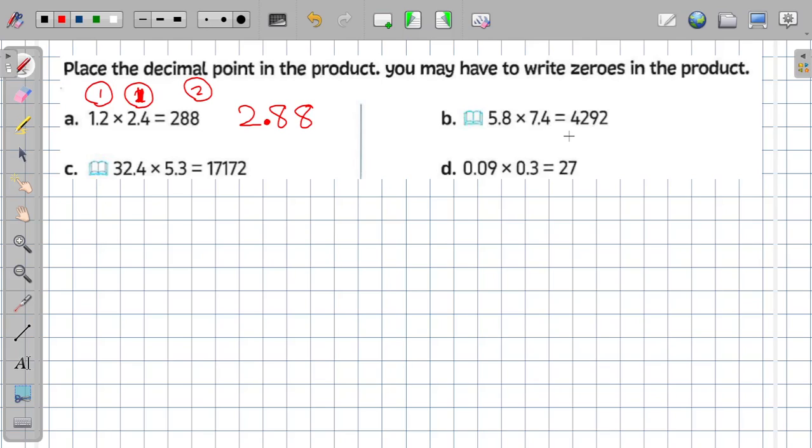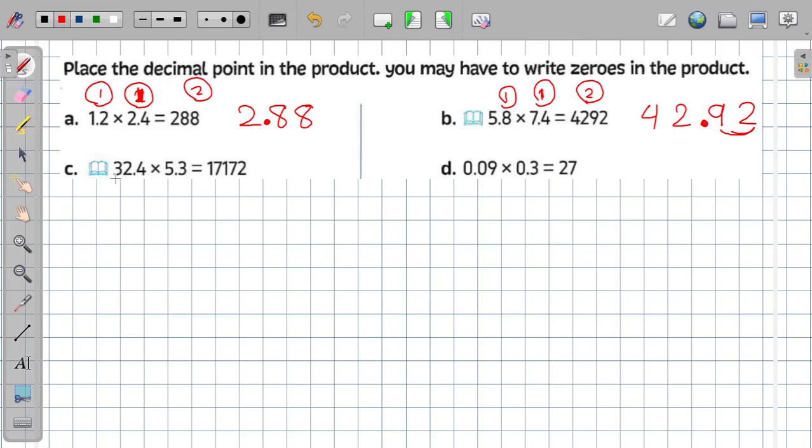Here I have 5.8 by 7.4. So I want to put the decimal point. Here I have one decimal place, and here I have one decimal place. So the result will have two decimal places. So I have 4, 2, 9, 2, and the decimal point will be between 2 and 9 because I have two decimal places.